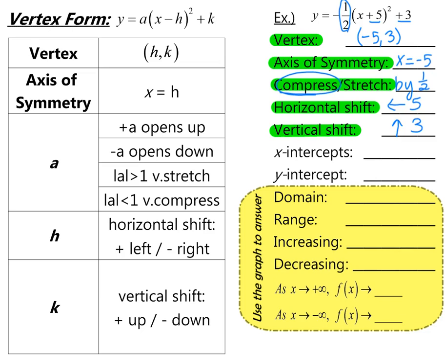Now the x-intercepts and y-intercepts, we can either calculate those by hand or on the calculator. And everything highlighted in yellow, we're going to need to use the graph to answer those questions. Now, we're not going to fill all that out now. We'll work on more practice in class, but we just wanted to focus on what information we can get from the vertex form.